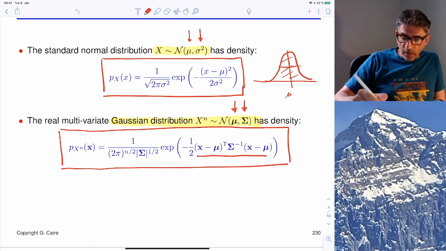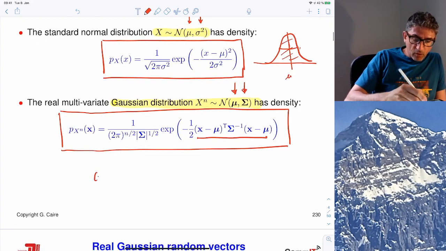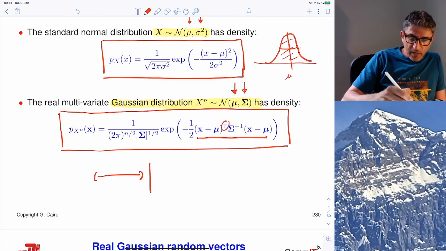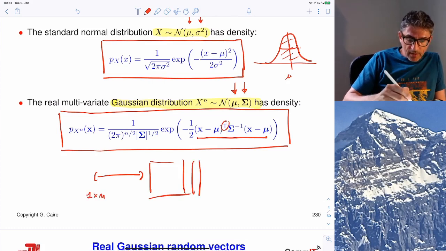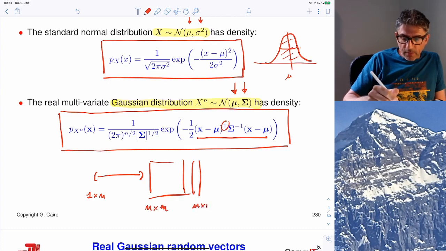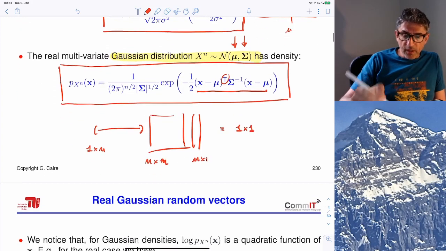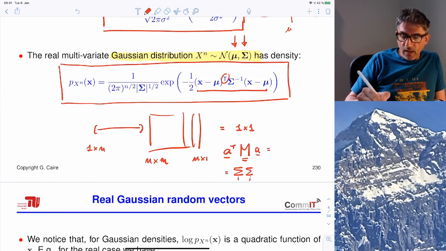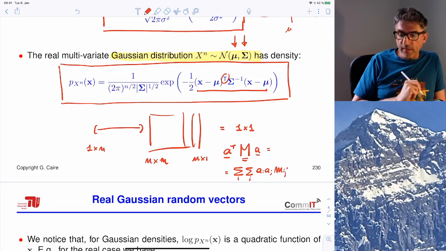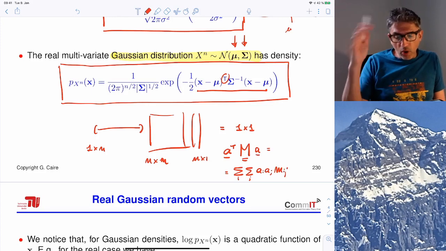And then this is called a quadratic form, where we have a row vector, because this is a transpose, times a matrix, times a column vector. So the dimensions are 1 times n, n times n, n times 1. So this is a scalar, a 1 by 1 object, that can also be written explicitly. If I have a quadratic form A transpose times a matrix M times A, this is simply the sum over all i and j of a_i, a_j for all possible pairs times the element M_ij of the matrix. You can check, recall your notions from linear algebra.